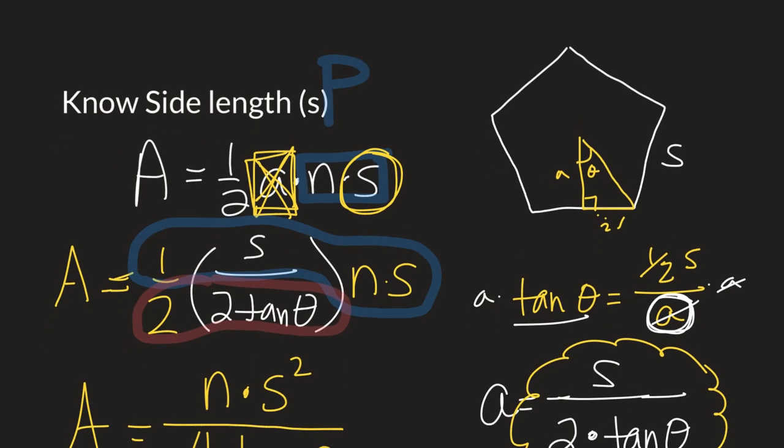So this is my equation to find the area of a regular polygon. It's more than just a pentagon, even though that's what I drew, if you know the side length. So once again, the angle is just like before, 180 divided by n. n is the number of sides, and this is your formula if you know the side length to calculate the area of your regular polygon.